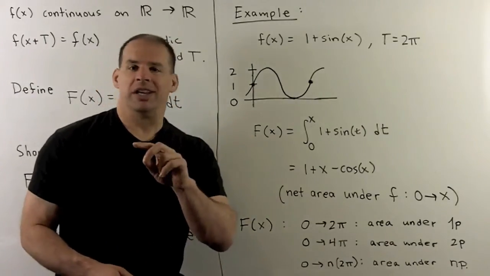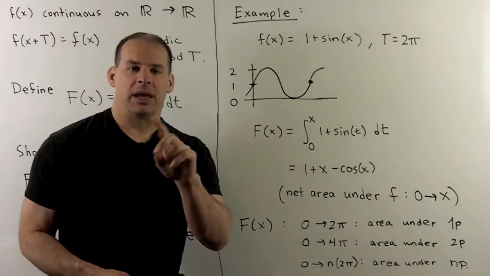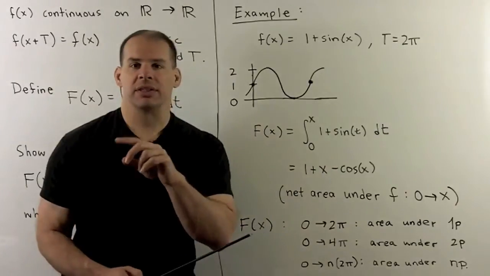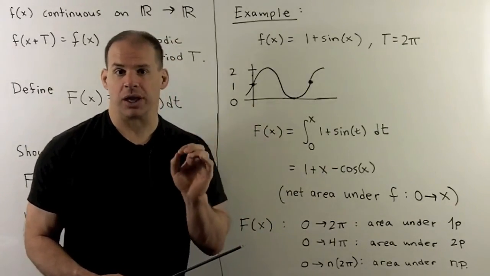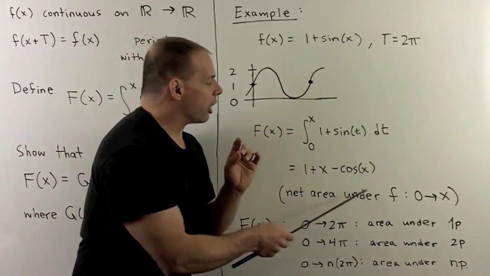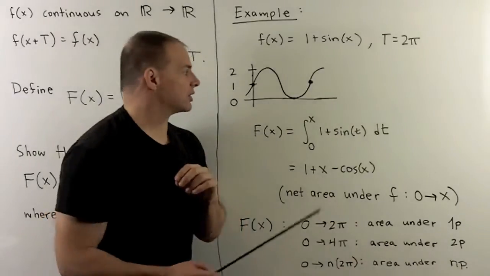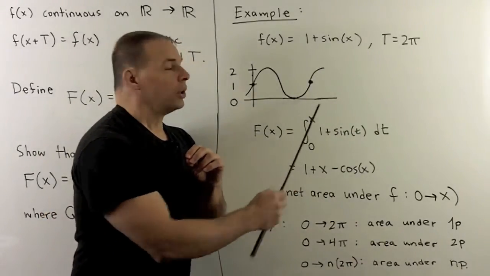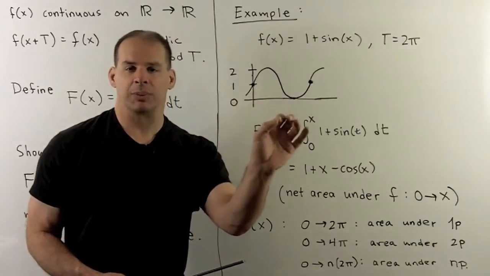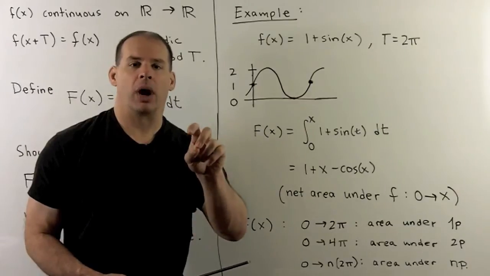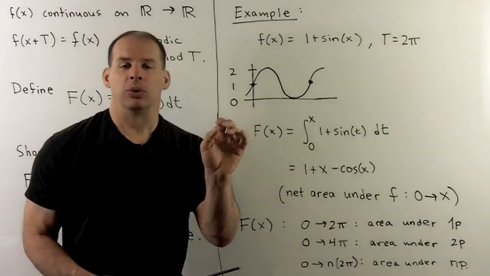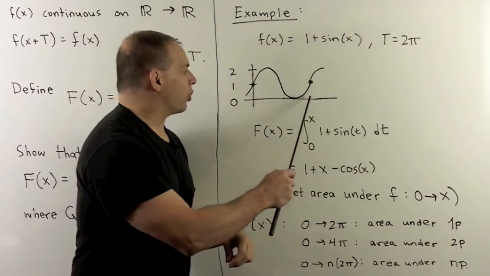Now, the question is, in general, why should I expect to be able to split a line off of capital F of x? So let's think about what our graph of capital F of x looks like. In general, we're just taking the net area under our function little f between 0 and x. Now, what's going to happen at, say, 0, 2 pi, 4 pi, 6 pi? I'm only going to worry about points where we travel out by one period. As I go from 0 to 2 pi, we're going to have the area underneath one period of our graph.